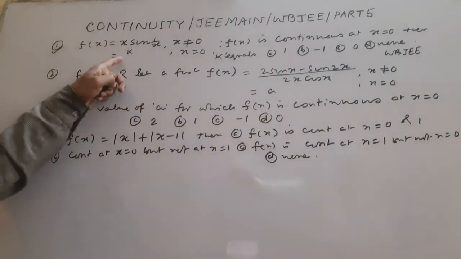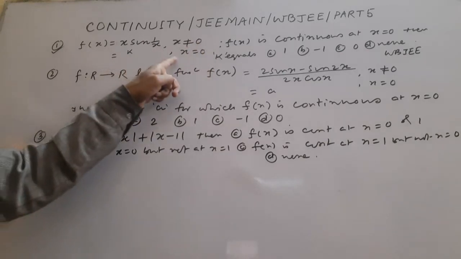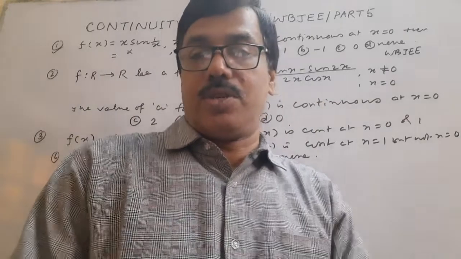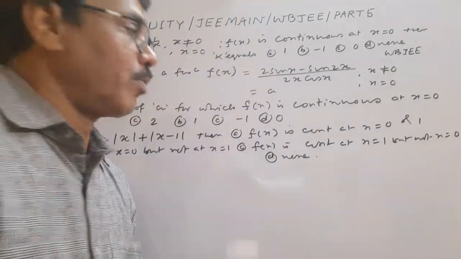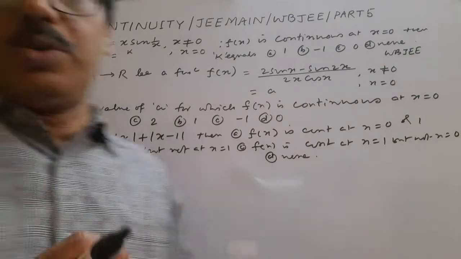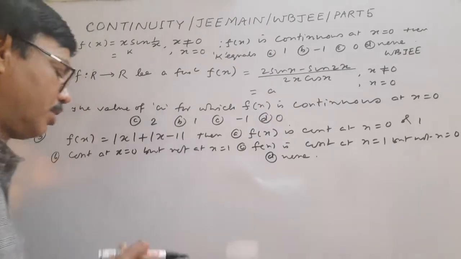f(x) equals x sin(1/x) for x not equal to 0, equals k for x equals 0. f(x) is continuous at x equals 0, find k. So, to solve it, we know this result. Try to recall, we have already discussed it.